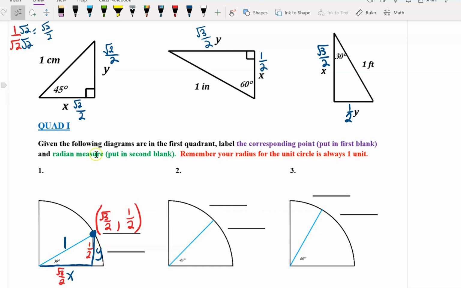The next blank, we are supposed to put the radian measure. Now 30 degrees is the same as pi over 6.